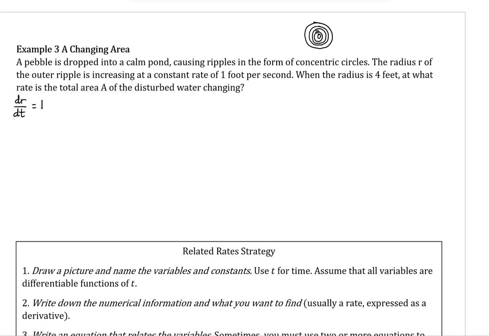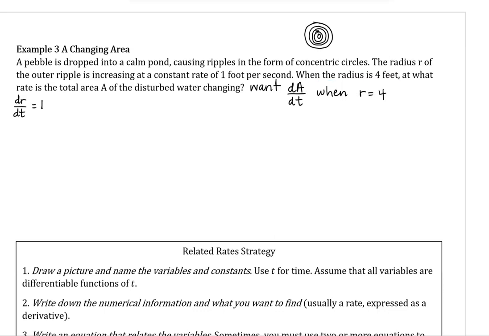So what we want in this problem is the rate of the area. We want the derivative of the area. The derivative is rate. And we want to know what the derivative of the area is. How fast is the area changing when the radius is 4 feet?